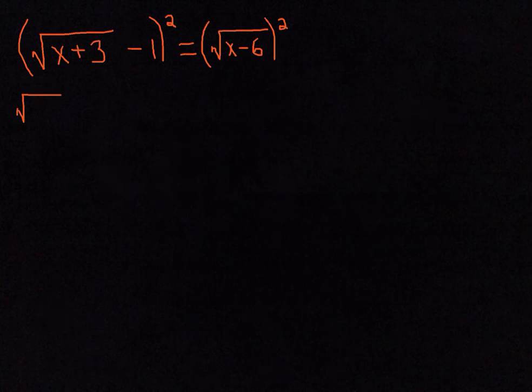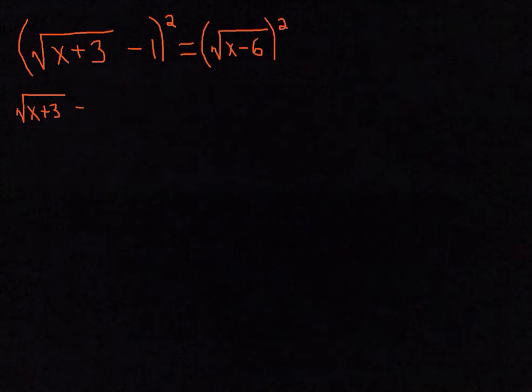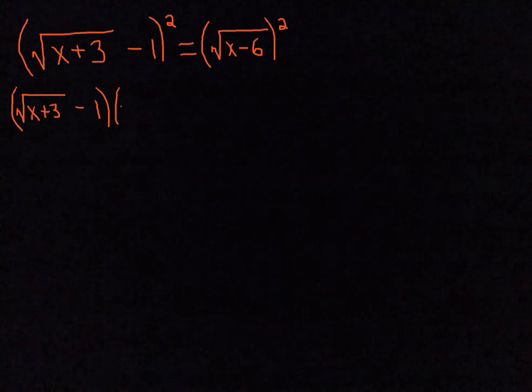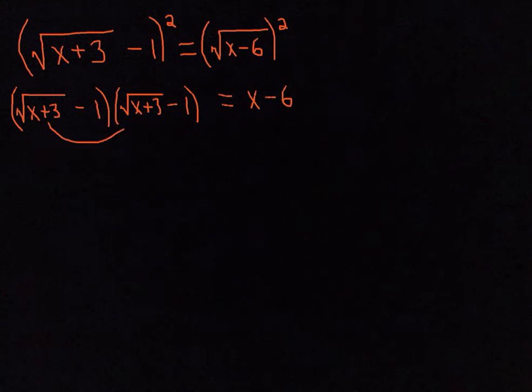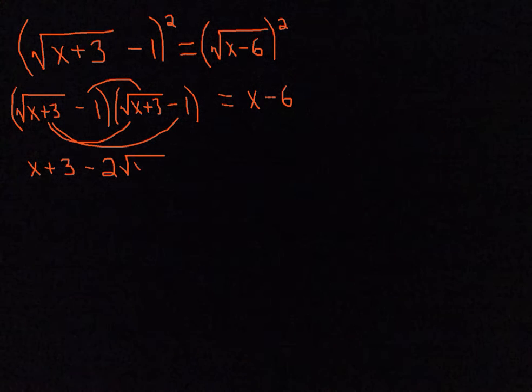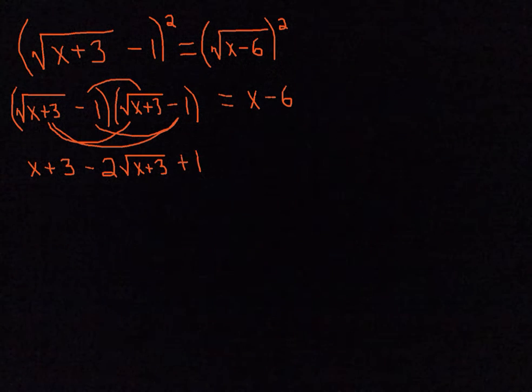So we probably want to write this out as the square root of x plus 3 minus 1. And we got two of them. Square root of x plus 3 minus 1 is equal to just x minus 6. Now, we would FOIL, first outer inner last, this times this. That's just going to get rid of the square root. So we're just left with x plus 3. And then outside, we got negative 1 of those. And then inside, another negative 1. So we got negative 2 of those, square roots of x plus 3's. And then last, we have plus 1. Negative 1 times negative 1 is positive 1, equals x minus 6.